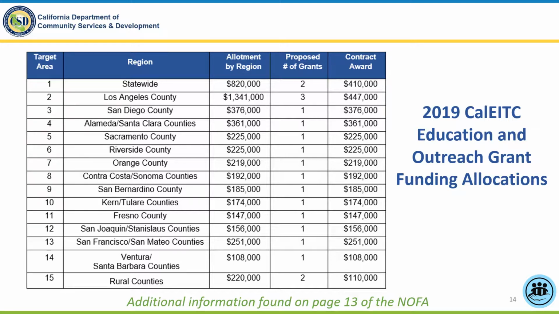Education and outreach applicants must apply for the full contract award. For example, if you are applying for Target Area 5, Sacramento, you must apply for the full contract award of $225,000. If you are applying for Target Area 2, Los Angeles, the full contract award is $447,000, although the allocation of the region is approximately $1.3 million.